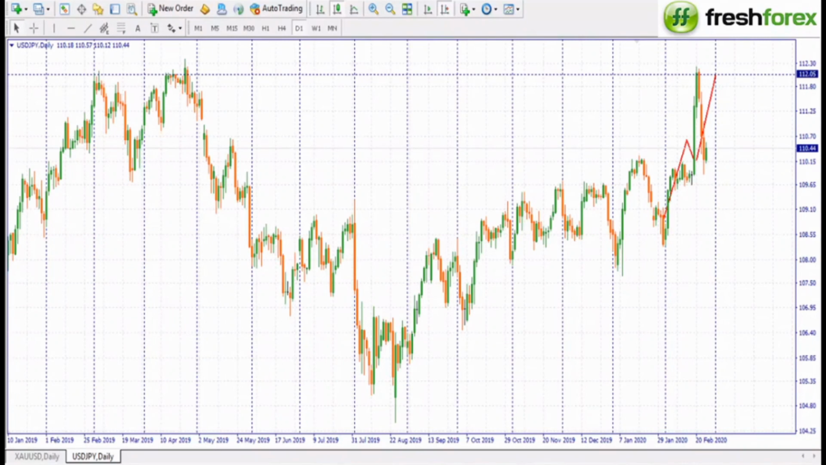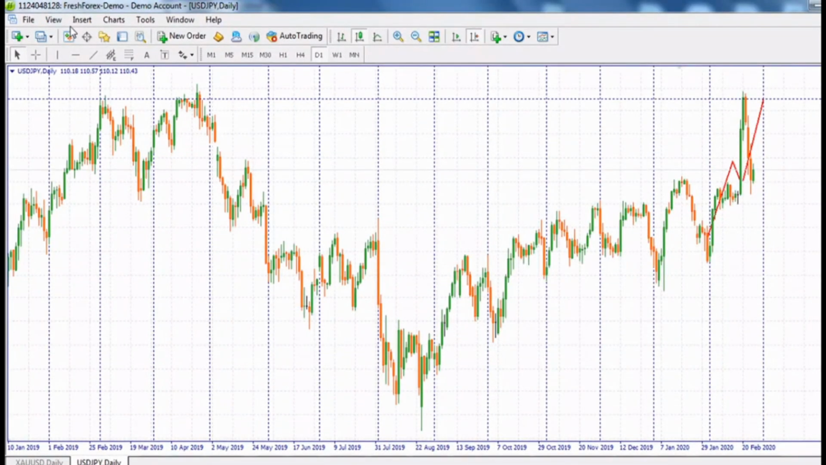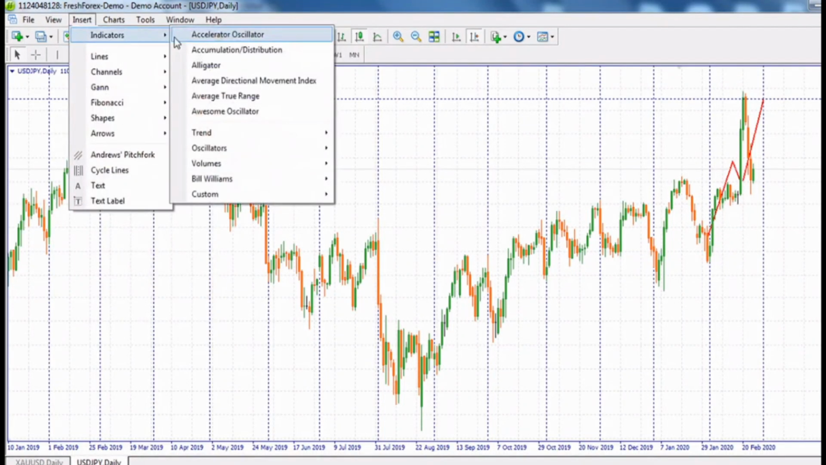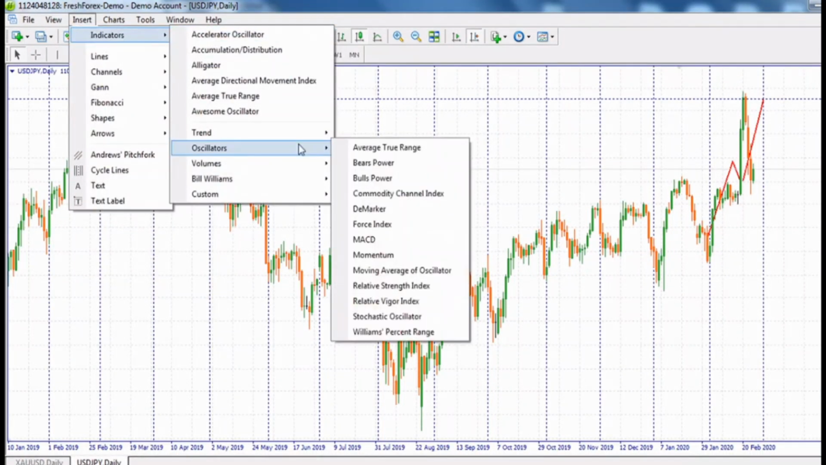Then we have the oscillators. Oscillators basically show overbought and oversold. For example, let's add this one, Stochastic. You'll see that the level above 80 stands for overbought, and the level below 20 stands for oversold. Add the next one. All these indicators show you exactly when the price is overbought and when the price is oversold.